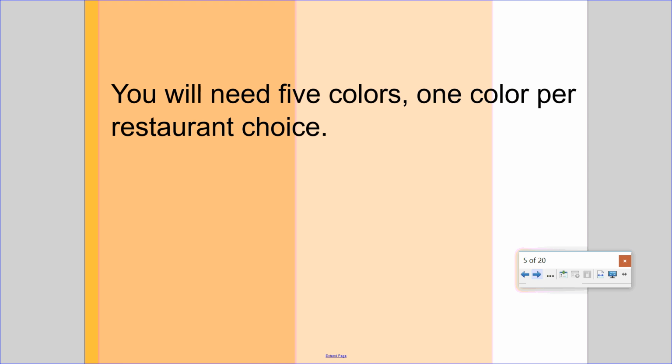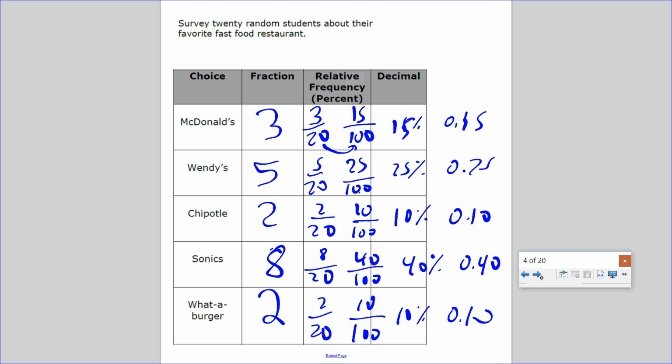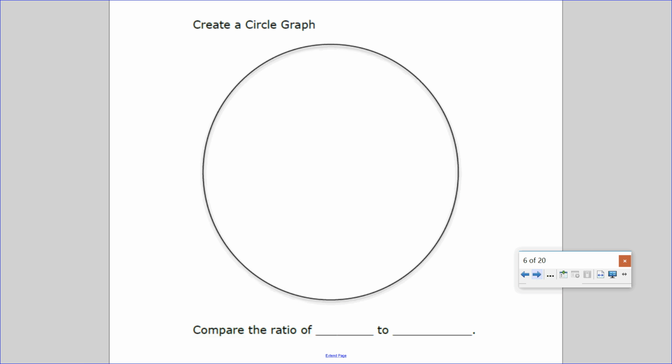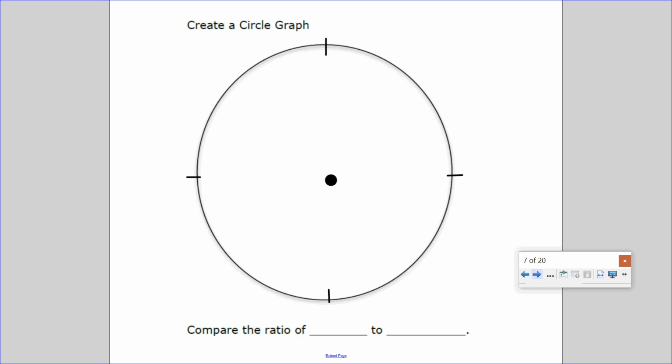You will need to select 5 colors, 1 color per restaurant choice. So we start with a circle. So you're starting with a circle such as this. In a circle, the next thing you need to do is find the center of the circle and draw a dot there.